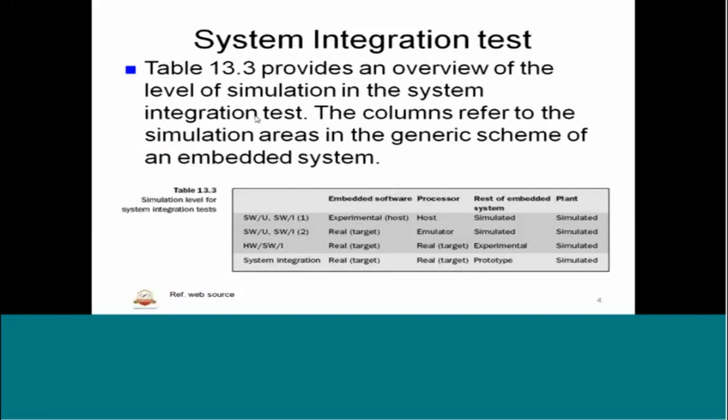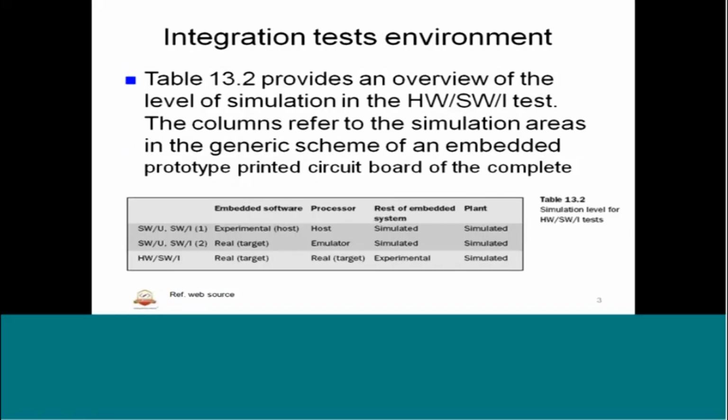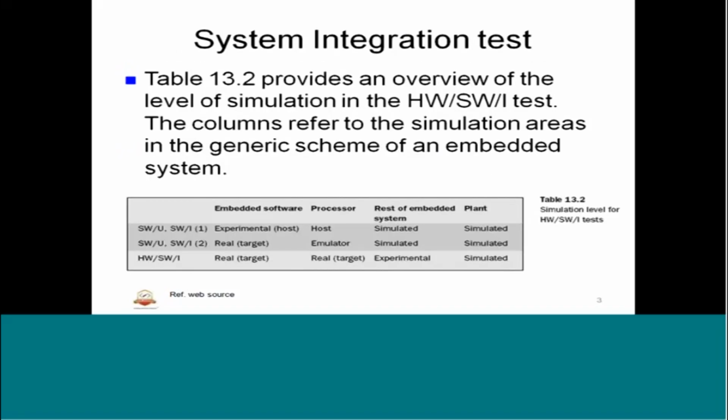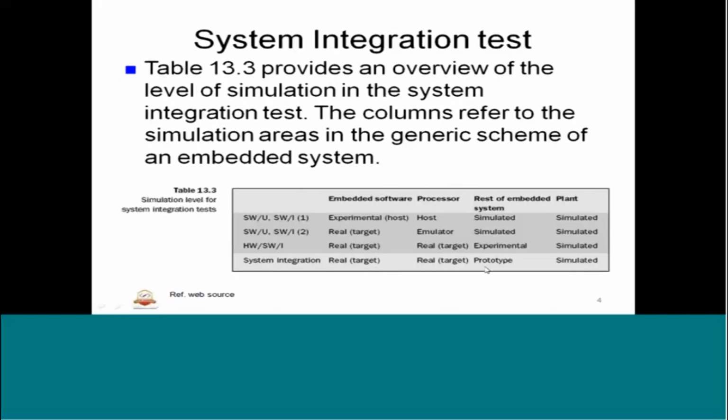The columns refer to the simulation areas in the generic scheme of the embedded systems. In the earlier one, we didn't have the system integration facility in terms of the actual target, and there is no experimental system. Actual systems will be there, so that is what is going to be prototyped. This will be used for system integration test, something like pre-production testing.